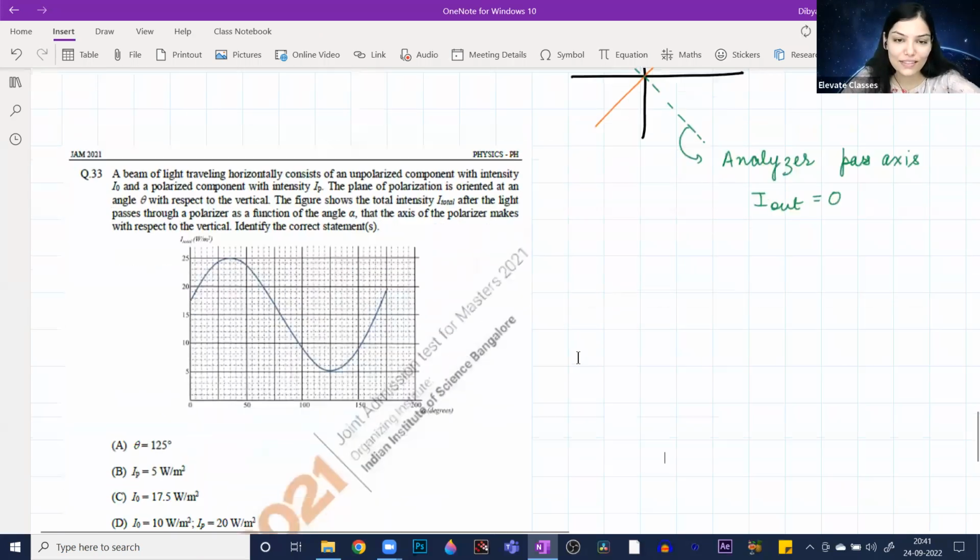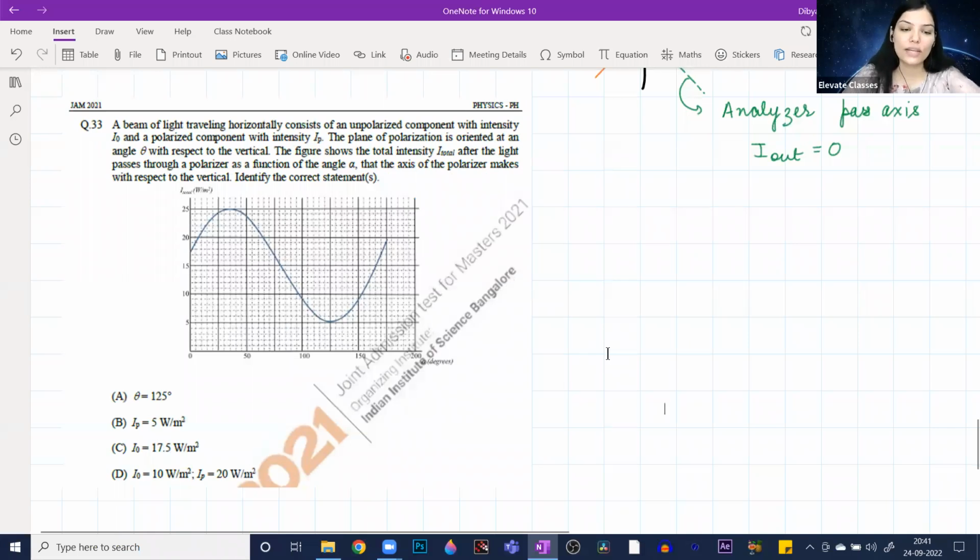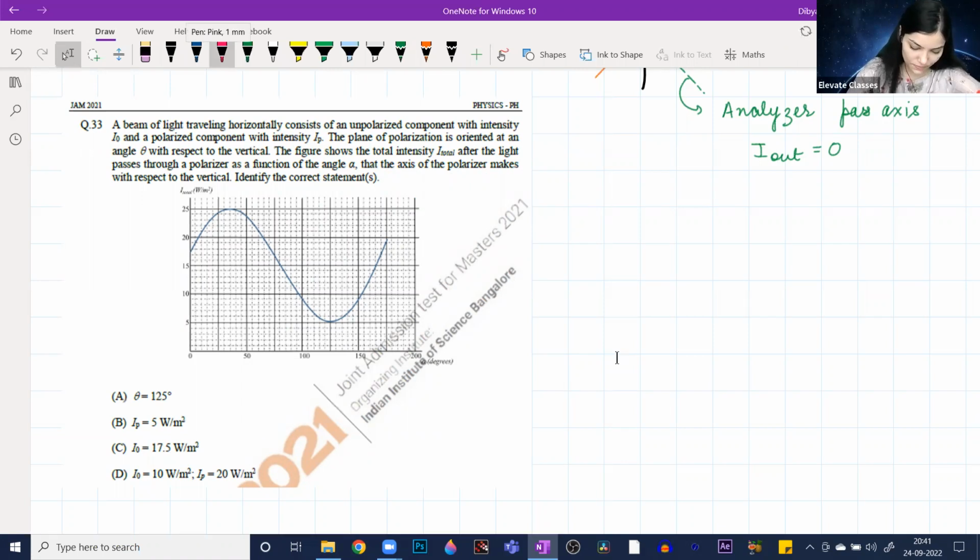So, okay, so this is a question which came in 2021. So let us try to attempt this question. A beam of light traveling horizontally consists of an unpolarized component with intensity I naught and a polarized component with intensity IP. ठीक है. So अब जो input beam है उसमें कुछ component मतलब it is made up of 2 types of beams.